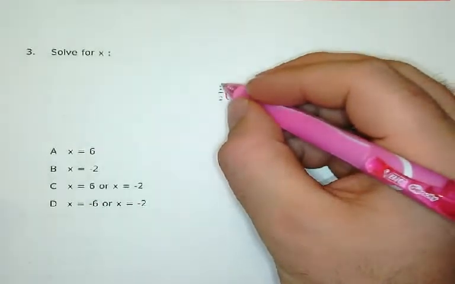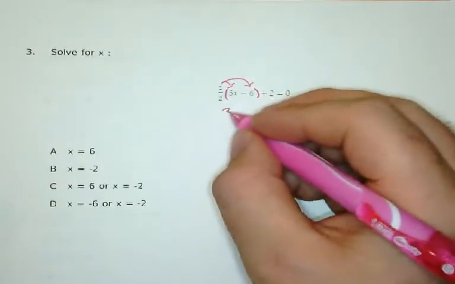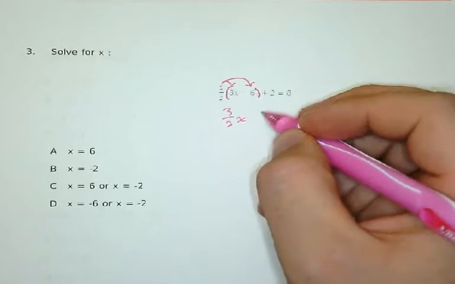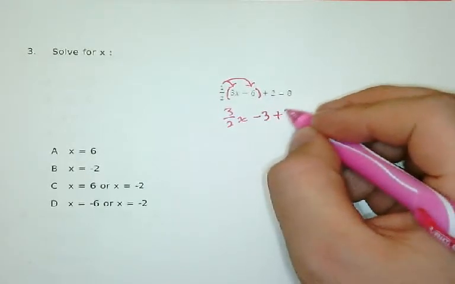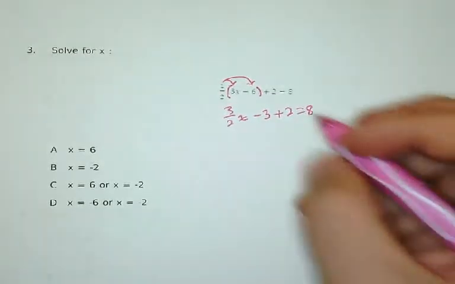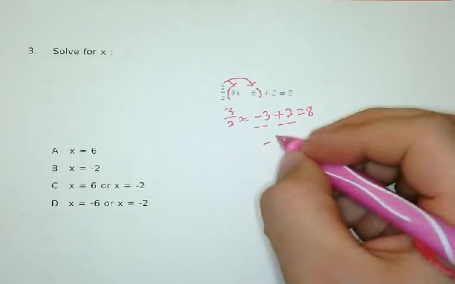Alright, so here we go with that distribute. 1/2 times 3x and 1/2 times -6. That's going to be 3 over 2x. And this is going to give us -3 plus 2 should equal 8. Now I'm going to combine like terms. -3 plus 2, which is -1.